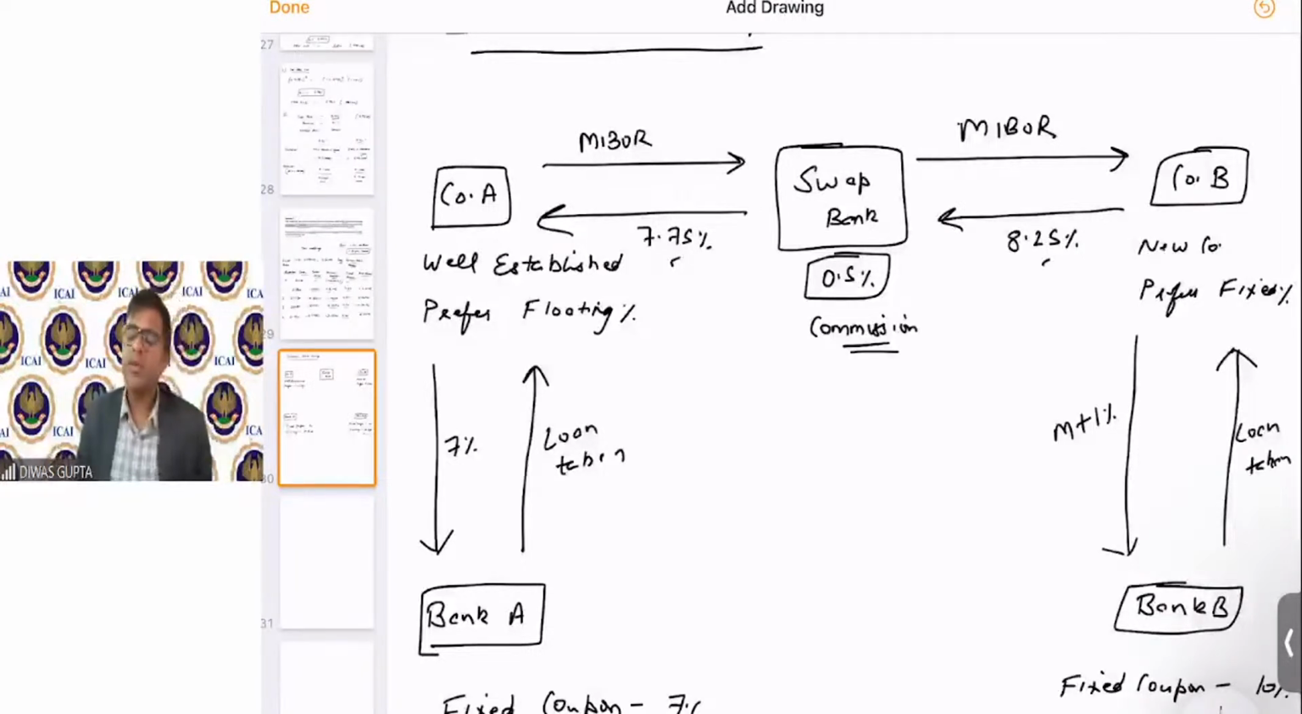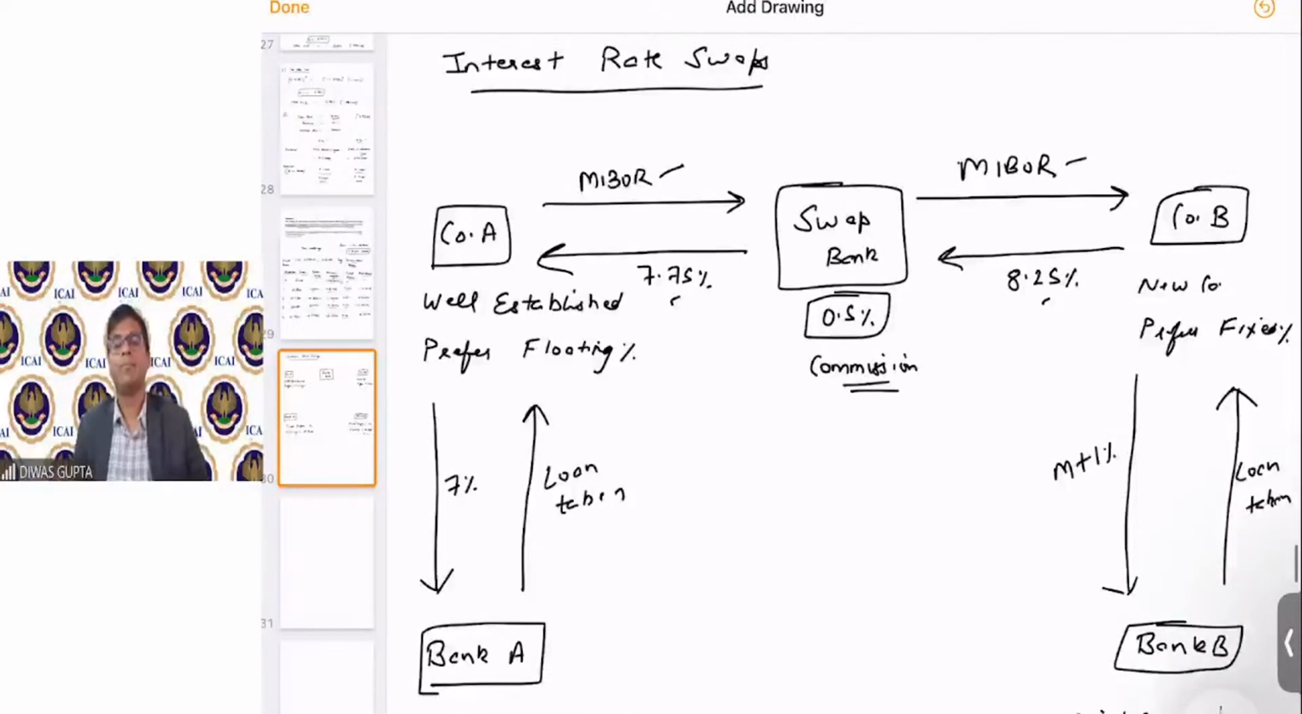So this is the commission of Swap Bank to arrange for this swap. Because here the Swap Bank is receiving MIBOR and paying MIBOR. Simple. Now, so this 0.5% is the commission for Swap Bank. Understood, students, till now? Please let me know, then I will move ahead.